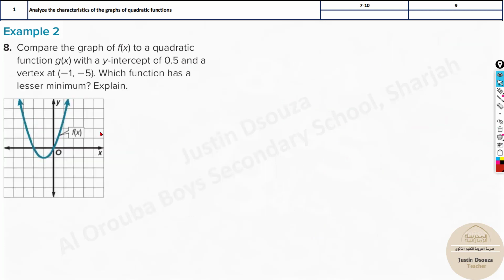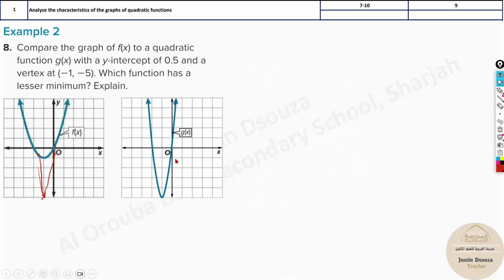Let's see this problem as well. Now it's having a minimum over here. Let's see which is having the lesser minimum. Let's plot the other graph as well. The vertex is at (-1, -5), 2, 4, 5. Obviously this g of x is having a lower minimum, and they have told the y-intercept is at 0.5. That's over here. So that means somewhere over here will be the other point. So the graph will be very steep like this. Okay, it's not very accurate, but you can see the original graph will be something like that.